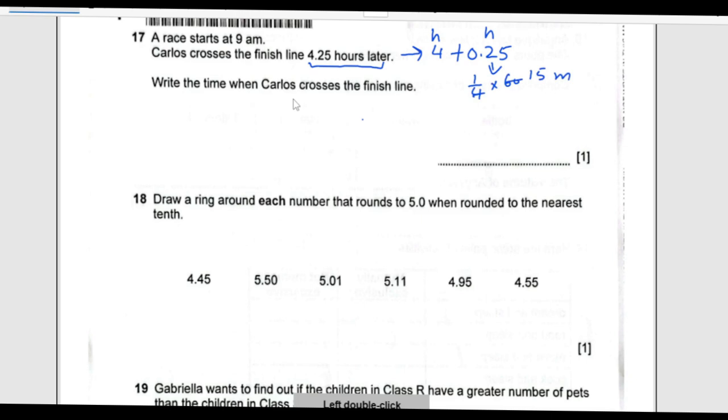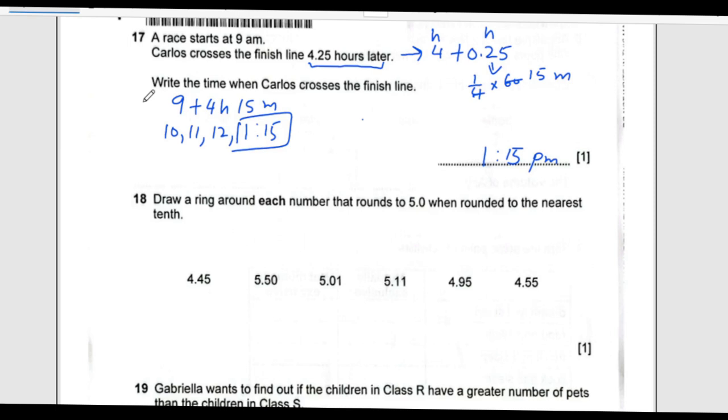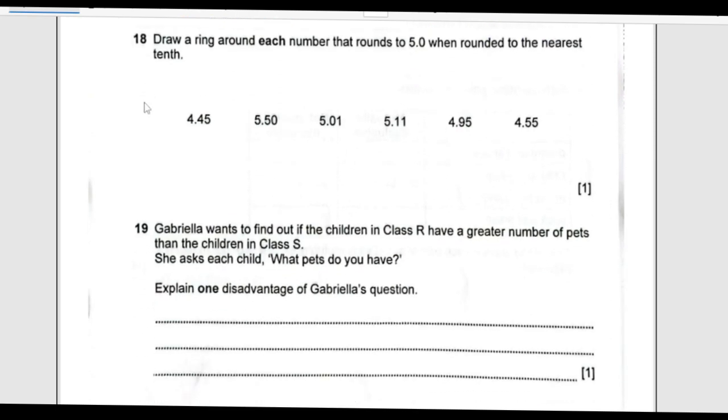So he finishes after 4 hours and 15 minutes. So 9 plus 4 hours and 15 minutes. After 9 it is 10, 11, 12, and then again 1 hour and 15 minutes. So our final answer is going to be 1:15 p.m.